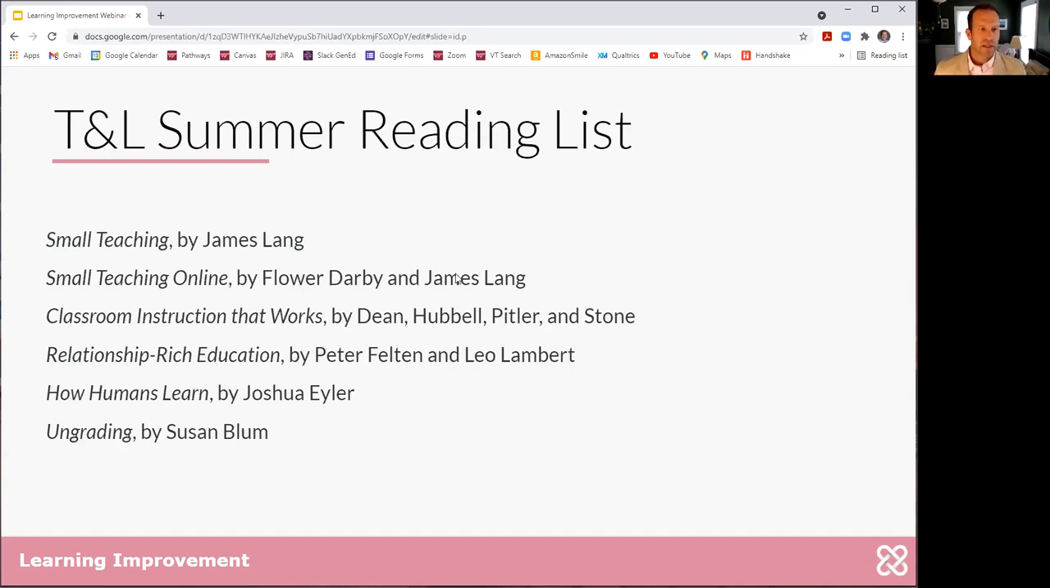Classroom Instruction That Works is a classic. Relationship Rich Education is a new one. We actually had that author, Peter Felton, with us recently on campus. And it's just such a great look at, hold on, before we even start looking at the syllabus and the chapters, you know what's most important to students? Relationships and who they get to know and the connection they feel. How do we get more of that in classrooms? And How Humans Learn. If you want to know about learning, Eiler's book is just terrific. It mixes in the brain, but it's mostly about learning, more ed psych.